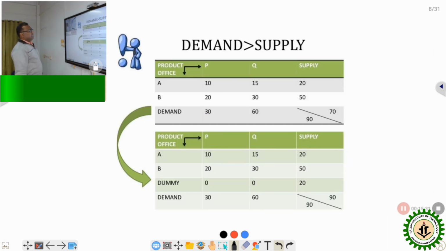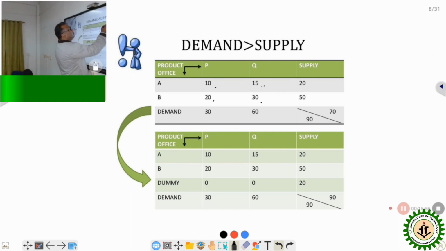So I have given one example where you can see that A and B are the two origins, and P and Q are the two destinations. These are the transportation costs to transport one unit from origin A to destination P. This is rupees 10, this is rupees 15, this is 20, rupees 10, rupees 15, rupees 30.